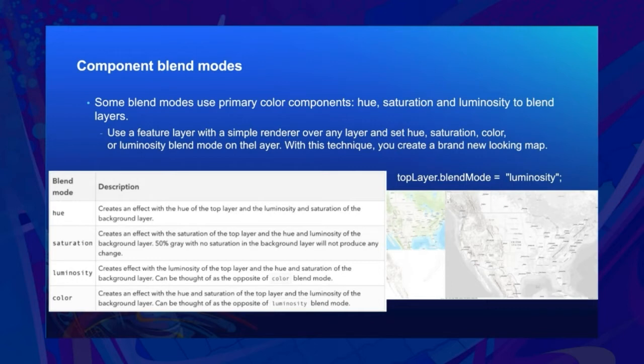So in this screenshot here, we're showing the world topple layer on top of the world hillshade layer, and we are applying a luminosity blend mode to the topple layer. As you can see here, the result is drastically different from the original map. Because we're applying the luminosity effect to the topple layer, we are preserving the luminosity of the top layer, but also preserving hue and saturation from the background layer. So with just one line of code, we created a completely different looking map.